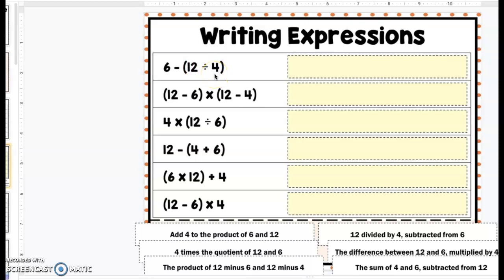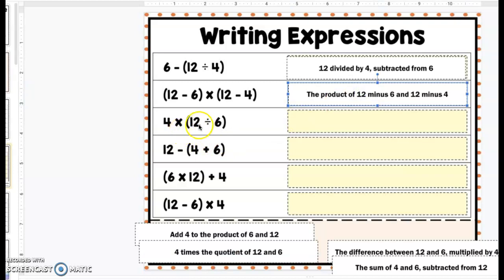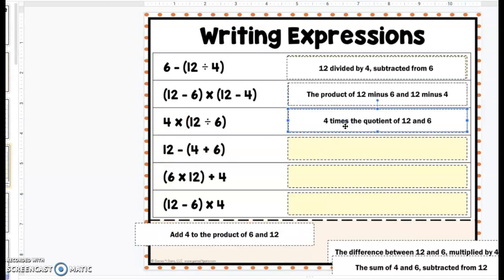So let's see the best ones here. 12 divided by 4, subtracted from 6. Perfect. 12 minus 6 times 12 minus 4. So the product of 12 minus 6 and 12 minus 4. Product is multiplication. That matches up here perfectly. Okay, we have 12 divided by 6 times 4. So 12 times the quotient of 12 and 6. That's this one. Very good.